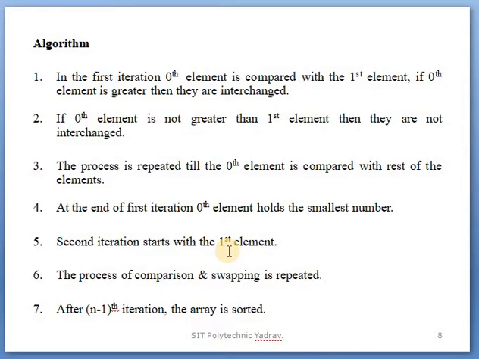After the second iteration, the first element is put in its proper position. After that, the next one is known as the third iteration, and this continues. The process of comparisons and swapping is repeated. After the n minus 1th iteration, the array is sorted. For example, if your array has 5 elements, then 5 minus 1 is 4, which means 4 iterations are created in this method.